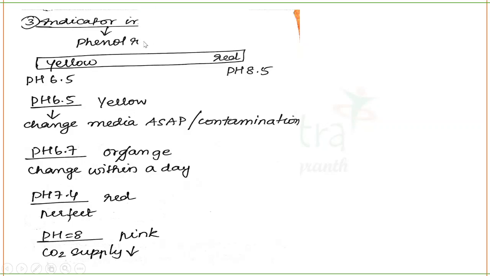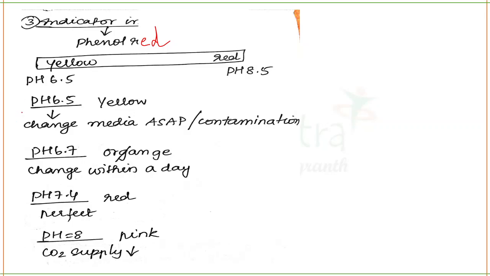phenol red. Phenol red is used as an indicator in your culture medium. It can change its color based on the pH. If the pH is 6.5, the color will be yellow. If the pH is 8.5, then the culture medium's color will become red. Every color change is an indication.